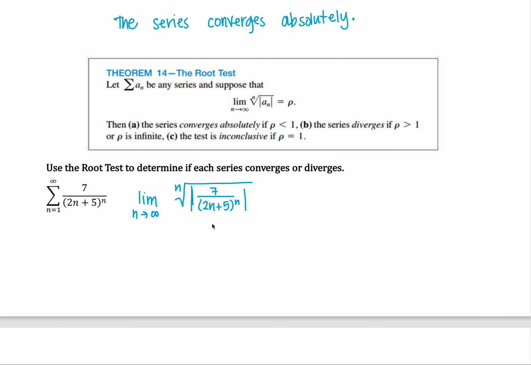Now, since the n values are all positive, this term is going to be positive, so we can drop the absolute value bars. And I'm going to look at the numerator and denominator separately. So we've got the limit as n goes to infinity of the nth root of 7, and then the nth root of 2n plus 5 to the n is just 2n plus 5.